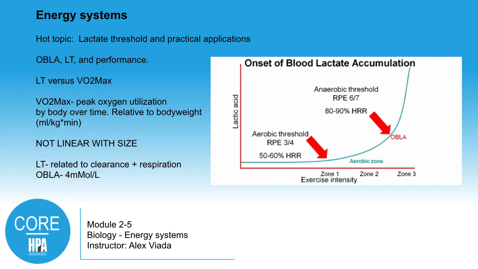So VO2 max is a good proxy for aerobic performance, but if it just refers to oxygen utilization, is this necessarily referring to how much productive work the individual can do? Well, it certainly refers to the maximum amount of oxygen they utilize at any given time, but does that mean they are necessarily performing well over time?